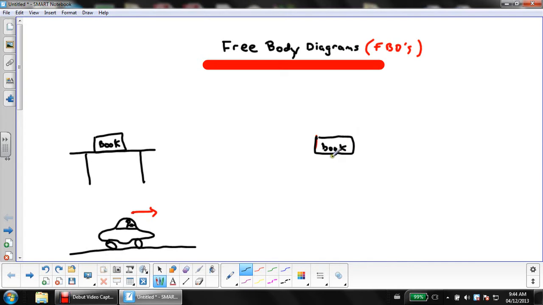So for this book, we've got the good old force of gravity acting on it. And since it's not going down, there's got to be something pushing it back up, and it's the force from the table. We call the force from the table or the ground the normal force. And since the book is not moving, these two forces would have to be equal. Okay, so let's go down to the next example.